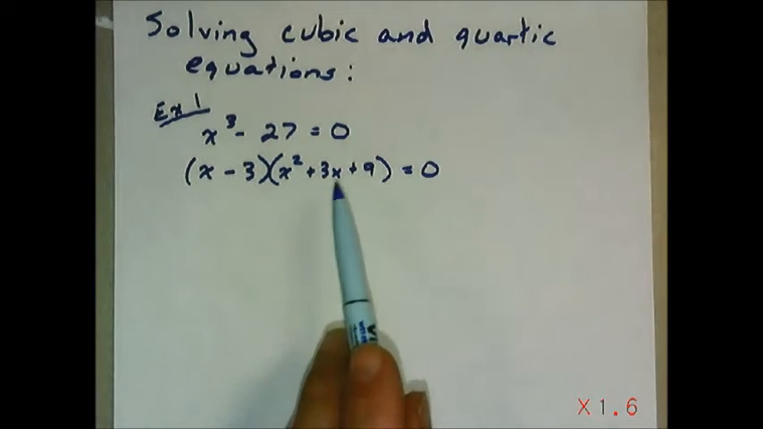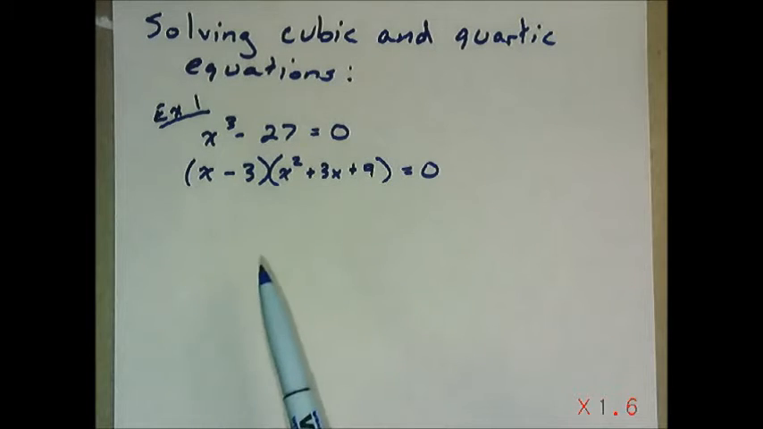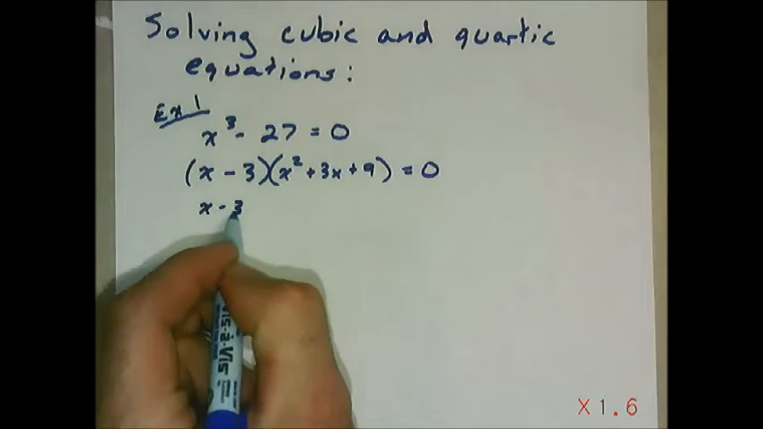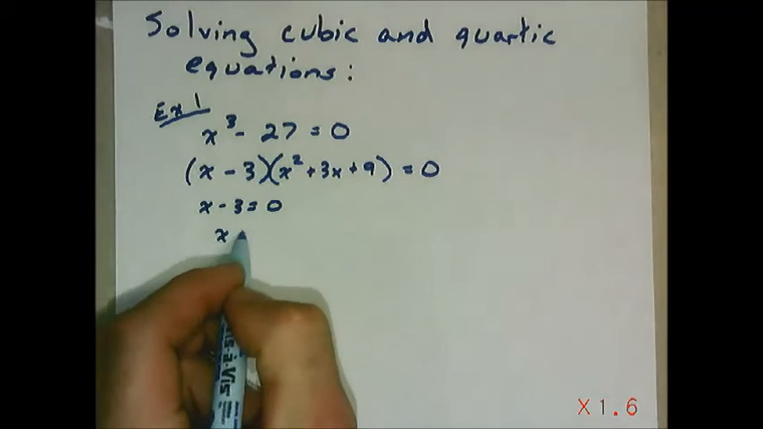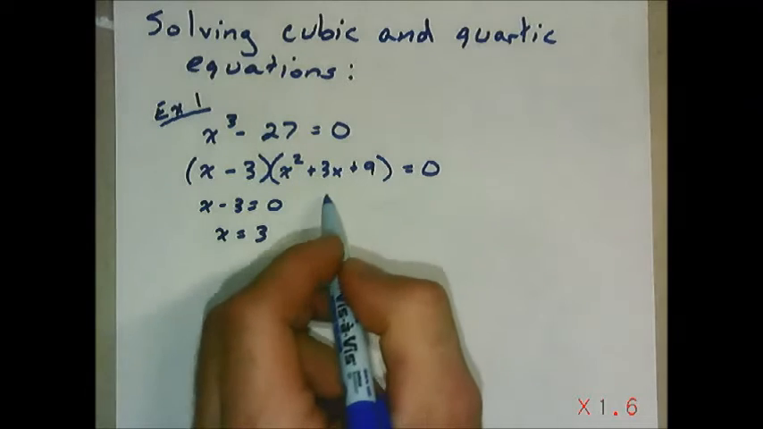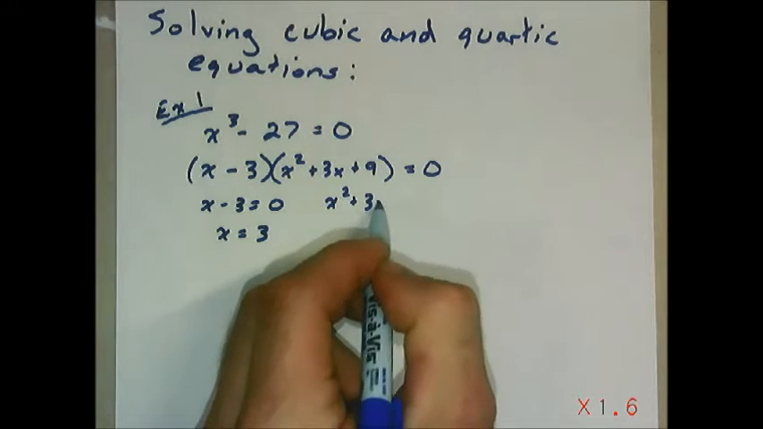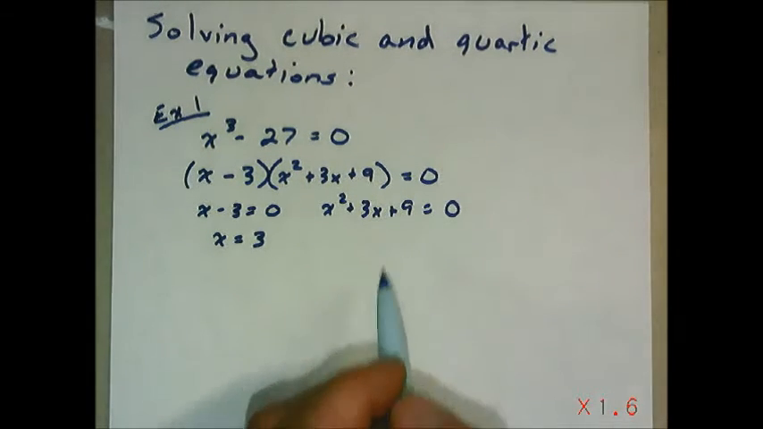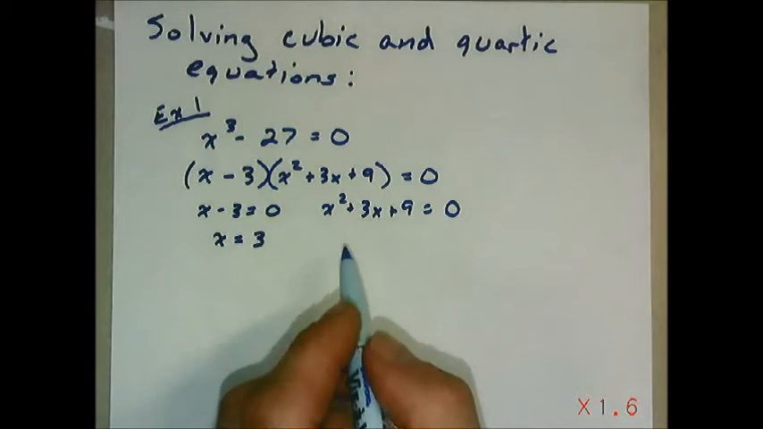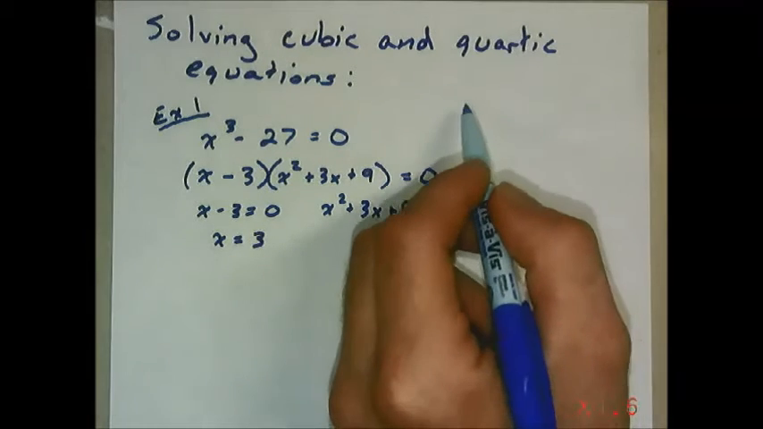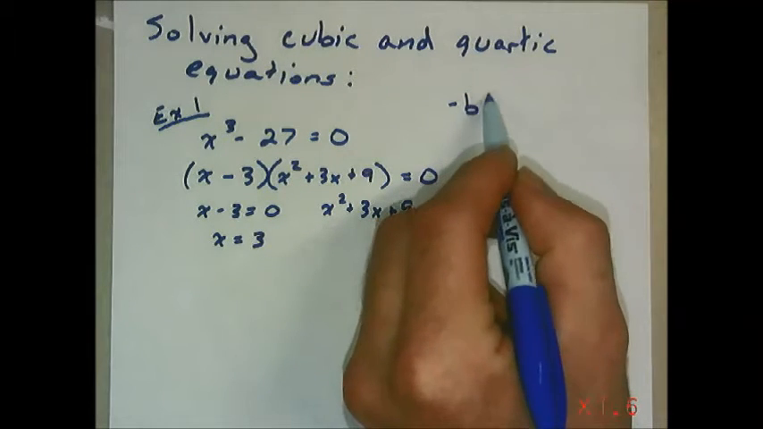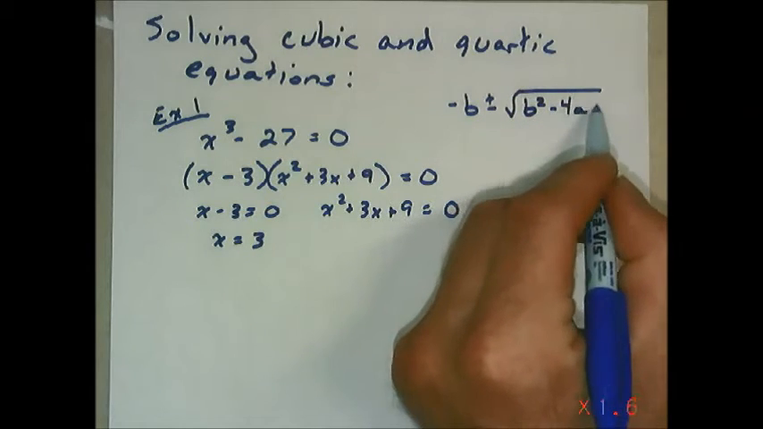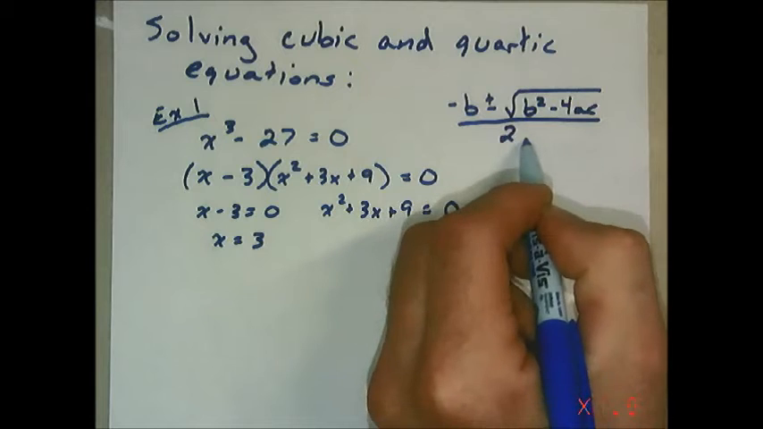Remember, our quadratic in our factorization is not factorable. So we're going to take our x minus 3, that's the easy one, set equal to 0, and we get x equals 3. If we take x squared plus 3x plus 9 and set it equal to 0, remember this isn't factorable, so we're going to use the quadratic formula. And we'll put the quadratic formula up here off to the side: negative b plus or minus the square root of b squared minus 4ac, all divided by 2a.